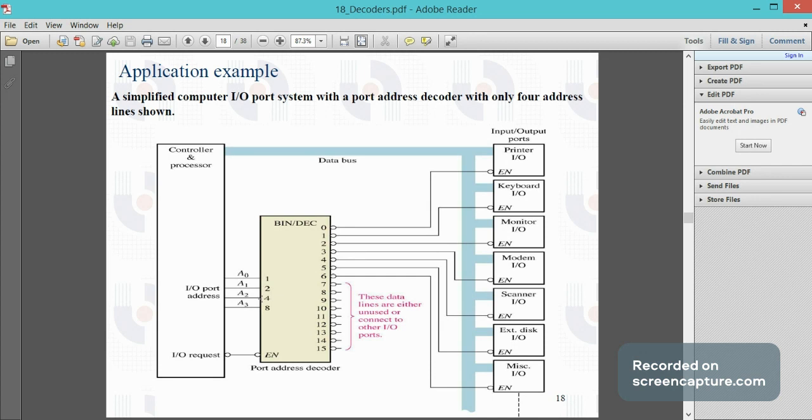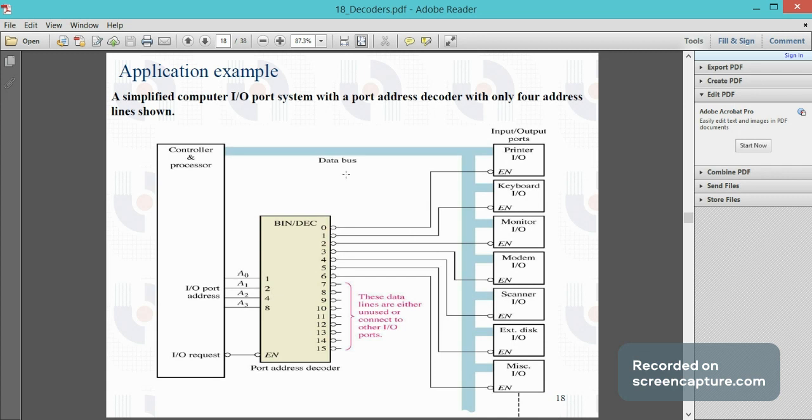If 001 is given, one thing is important in this application: all the outputs are active low outputs. So if we give 000, only the printer is enabled with 0, and all the other connected ports are 1 because it is active low. The selected one will give 0, and 0 is also called enable. So active low means this printer is selected and all the other devices are disabled. At one time only one device is active and the others are disabled. This is the most important application in the microprocessor.